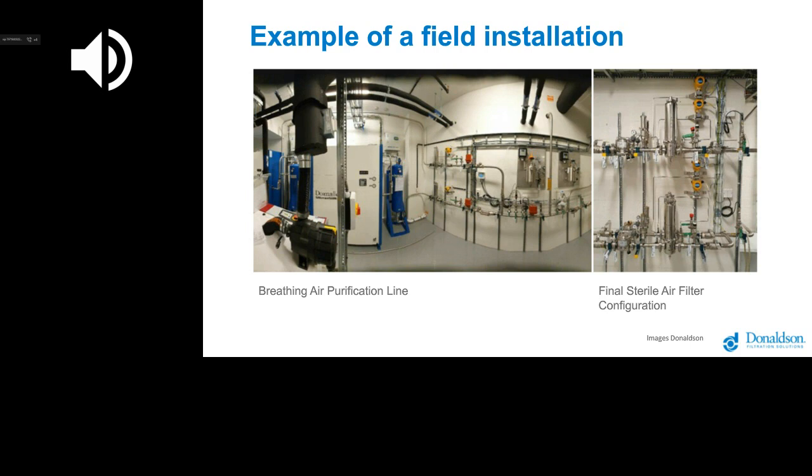On the right-hand side, you can see the final filtration arrangement. All of the pipework was done in stainless steel, and the 2 filters that you see are installed after the final regulator. The filter housings are 316 stainless steel and are based on our sanitary quality range. So that's a high level of surface finish to ensure a very high quality level.